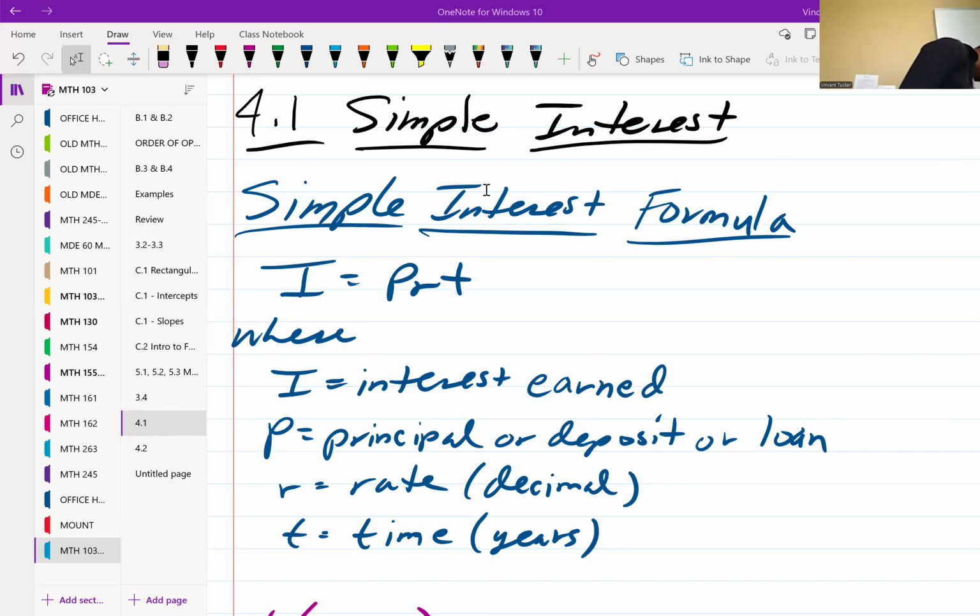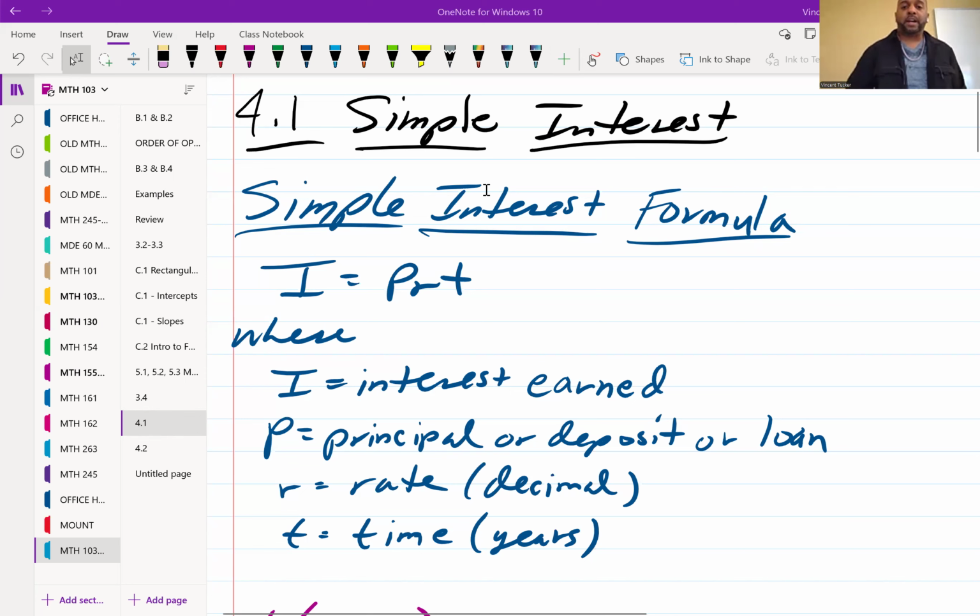So today we're gonna look at 401, couple formulas, and that'll be it for today. We're looking at simple interest, and the simple interest formula is I equal to P R T. That's P times R times T.